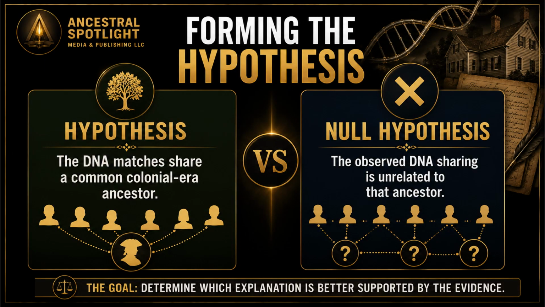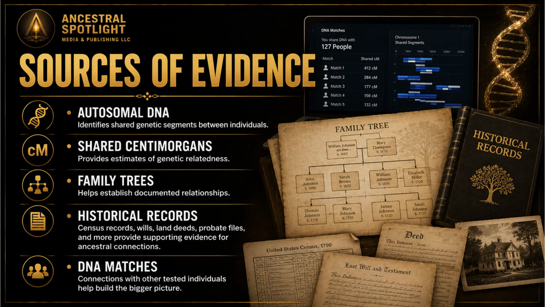In statistical testing, researchers typically establish two competing explanations. The first is the research hypothesis, which proposes that the DNA matches descend from the same ancestor. The second is the null hypothesis, which assumes that the observed DNA sharing is due to chance, another ancestral connection, or some other explanation. The purpose of the analysis is to determine which explanation is better supported by the available evidence.